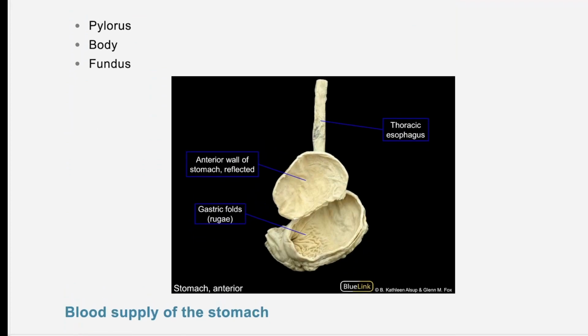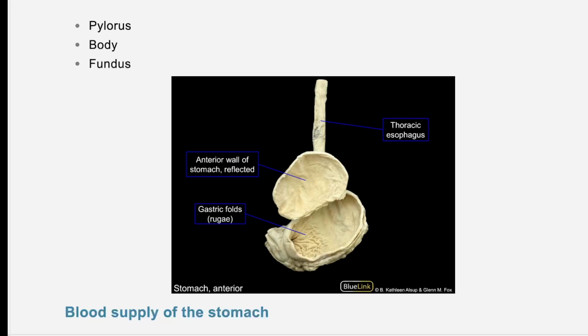The blood supply of the stomach is divided into arterial blood supply and venous drainage. The arterial blood supply will be the left gastric artery coming from the celiac trunk, and the right gastric artery from the hepatic artery. And then the left gastro-epiploic artery, this is a branch from the splenic artery. And the right gastro-omental or gastro-epiploic artery, this is a branch from the gastroduodenal artery. And also the short gastric arteries from the splenic artery as well.